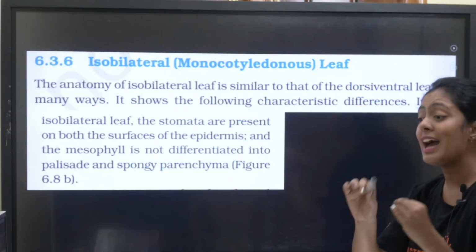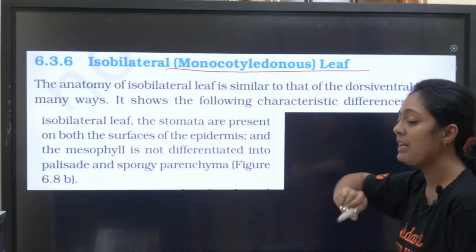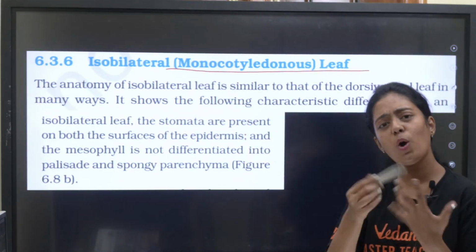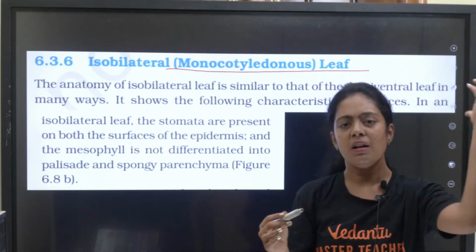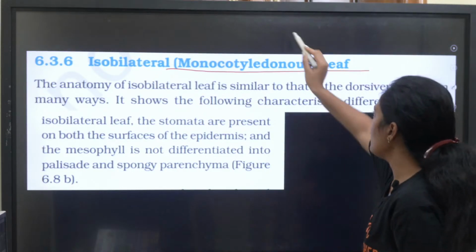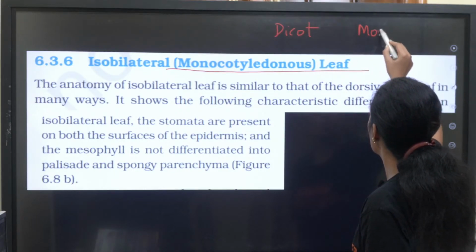Now we'll move on to isobilateral leaf. So what is the other name for isobilateral leaf? It's a monocot leaf. So monocot leaf la எப்படிப்பட்ட venation இருக்கும்? Suddenly I'm asking one question from morphology. Dicot leaf la venation எப்படி இருக்கும்? Monocot leaf la venation எப்படி இருக்கும்? A quick recap.